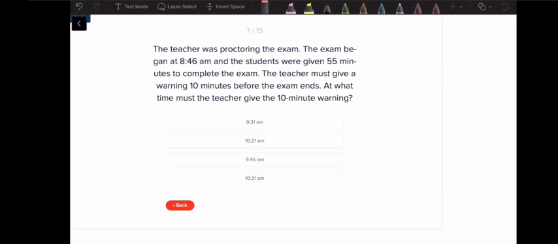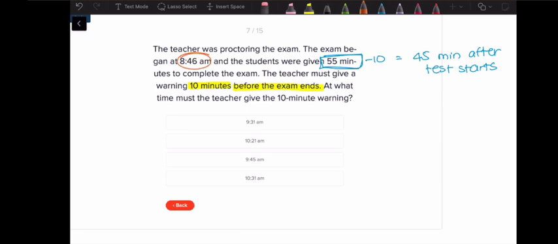Okay, so this problem states the teacher was proctoring the exam. The exam began at 8:46 a.m. and the students were given 55 minutes to complete the exam. The teacher was given a warning 10 minutes before the exam ends. At what time does the teacher give a 10-minute warning? Well, the students have 55 minutes in total. Subtract 10, so she has to give the warning 45 minutes after the test starts.